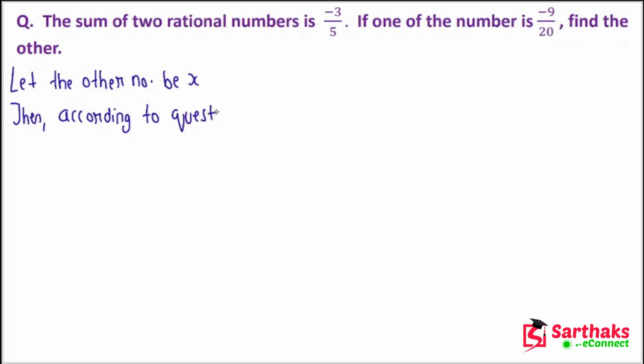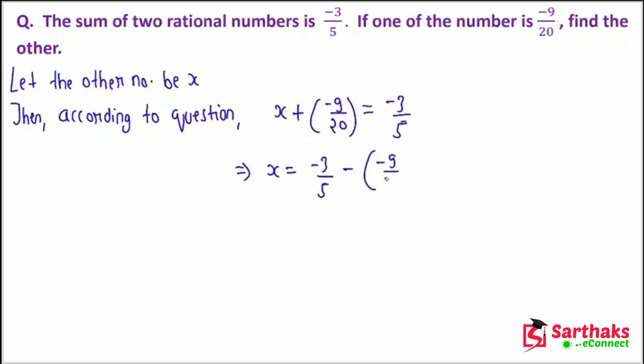Then according to question, x plus minus 9 upon 20 is equals to minus 3 upon 5. Okay, so this is the question. Now what we can do is we can subtract minus 9 by 20 from both the sides, or we can take this minus 9 by 20 to RHS. By taking it to RHS, we will get x equals to minus 3 upon 5 minus 9 by 20.